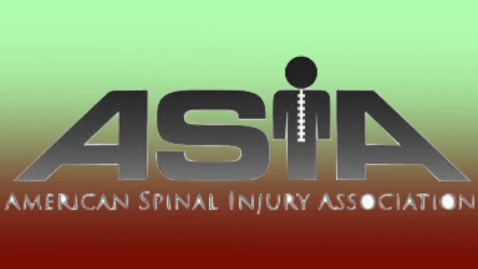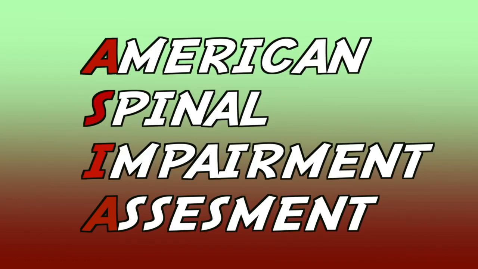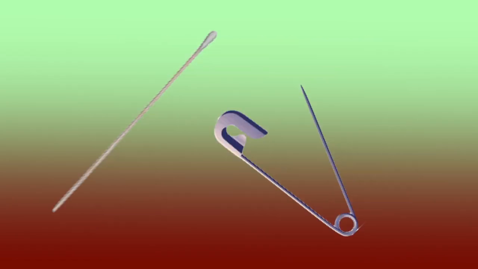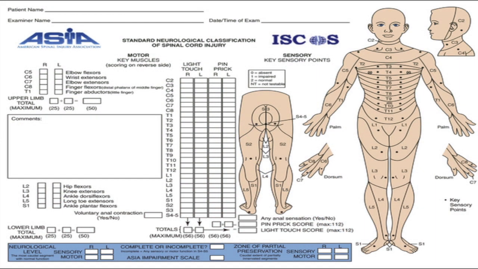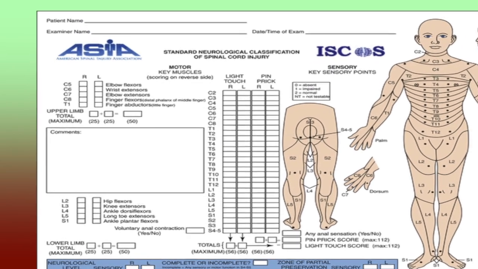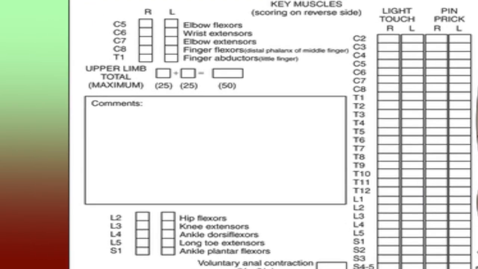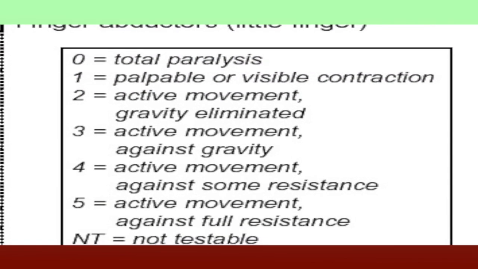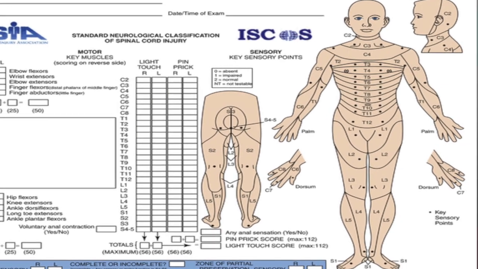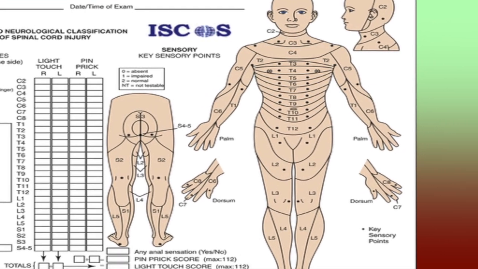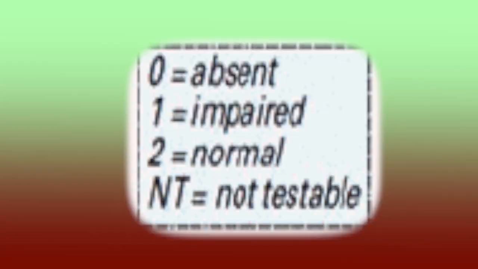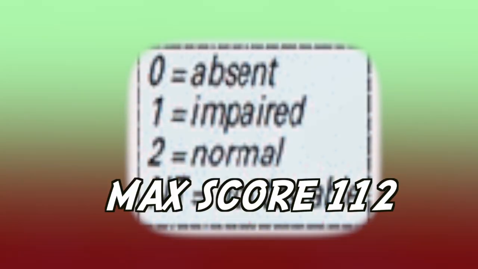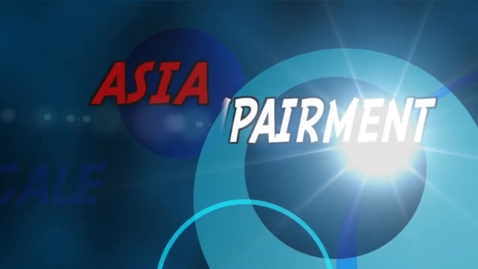Welcome to the American Spinal Injury Association, which has come up with the American Spinal Impairment Assessment. Here are some of the tools they use. Safety pin and the Q-tip. And now you've probably seen this. This is the A.S.I.A evaluation chart. Left side is the motor function. They cover 10 different places and give a score of 1 to 5, which gives you a motor score. On the right side, you'll notice there are 28 different sensory points that determine level of injury, severity of injury, complete or incomplete. We'll quickly discuss the A.S.I.A impairment scale.